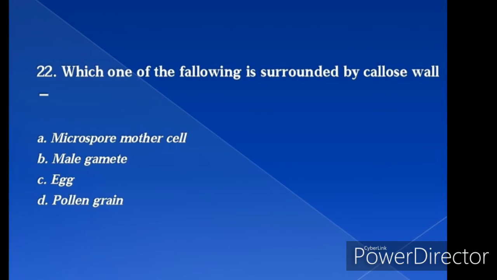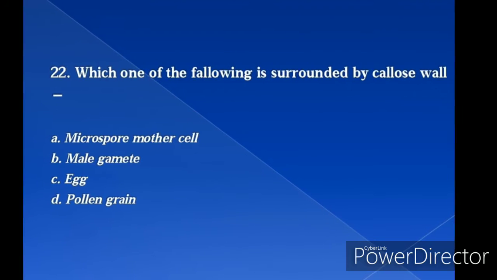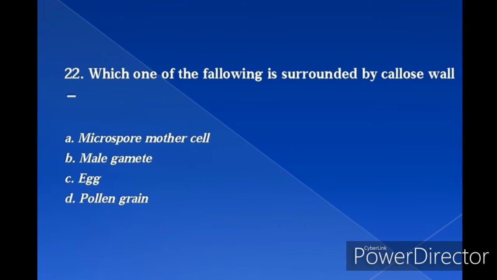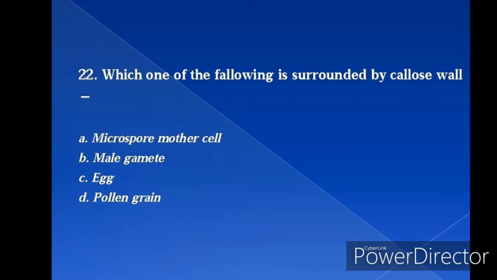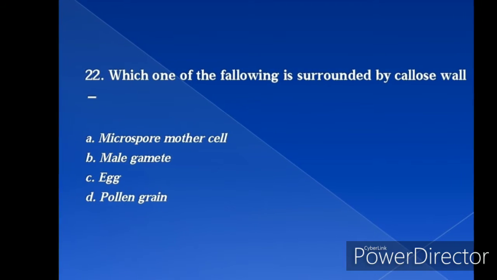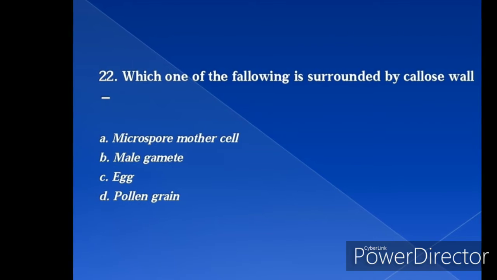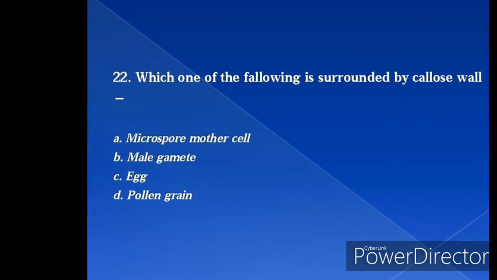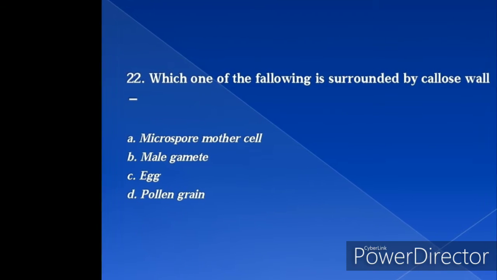Which one of the following is surrounded by a callus wall? Option A, microspore mother cell. Option B, male gametes. Option C, egg. And option D, pollen grain. Here the answer is option A, microspore mother cell. See, the wall of the pollen mother cell or microspore mother cell is deposited by callus, that is beta 1,3 glucan. Hence, the answer is microspore mother cell.